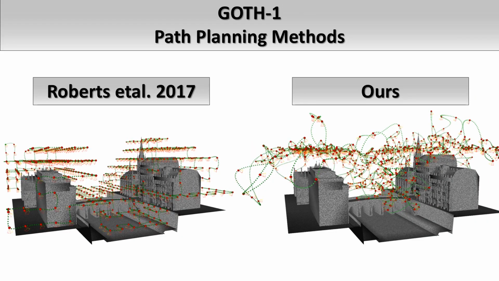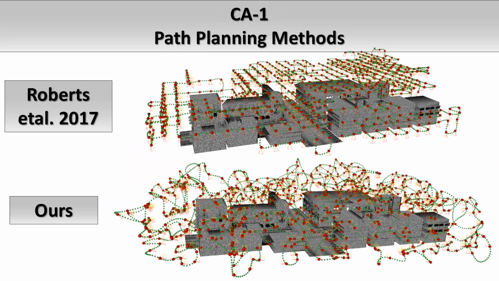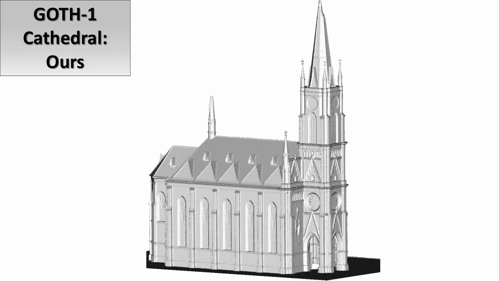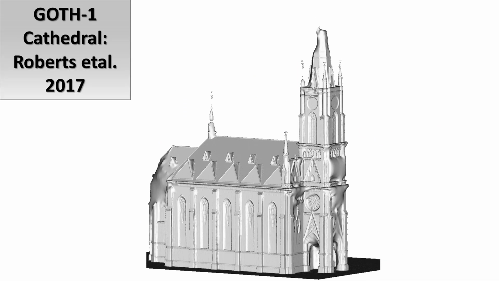In our paper, we compare our method to Next Best View and Roberts et al.'s 2017 submodular approach. We show for the Goth1 dataset we were able to capture a more complete representation of the model with less images. Complex arches and ledges that commonly occlude camera views are captured properly with our approach compared to others.